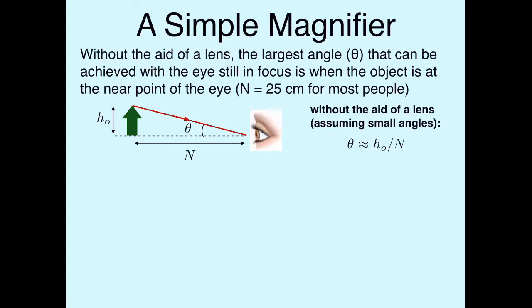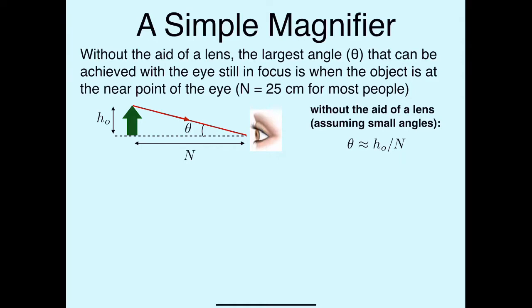The idea behind this is, as long as the angle is small, we can approximate h0 as a tiny little arc along a circle where the radius of that circle is N. And remember, the angle inside of a circle is equal to the arc length, which in this case is h0, divided by N, which is the radius. So again, this is valid, assuming we have small angles.